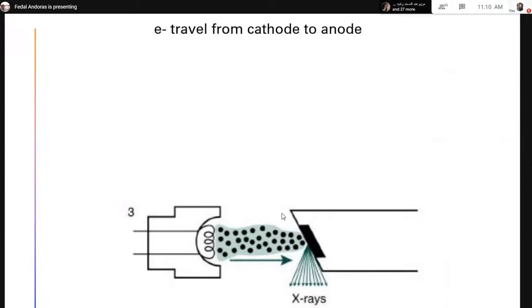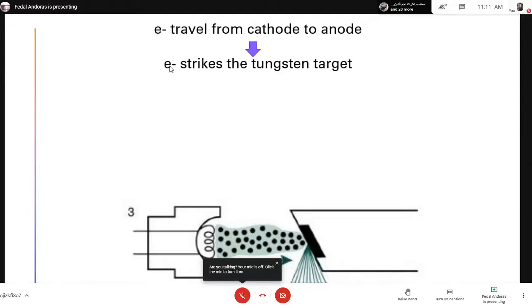Consequently, what will happen? Electrons travel from the cathode to the anode, from this side to the anode. Electrons will strike the tungsten target. This black one is the tungsten target. Some manufacturers may use a molybdenum target. It depends on a material that has a high melting point. So tungsten is a good material to use. So electrons strike the tungsten target.